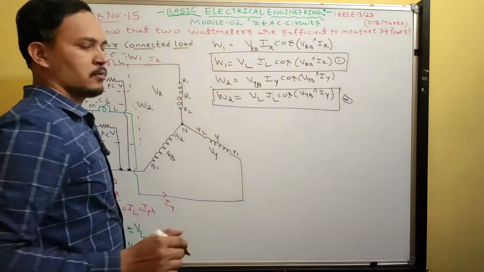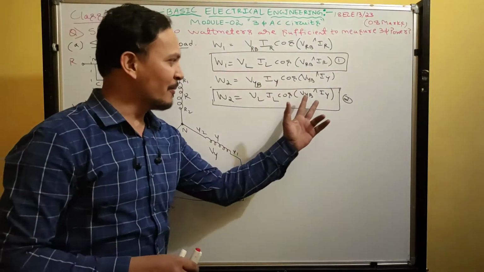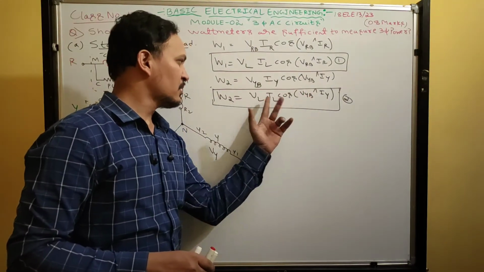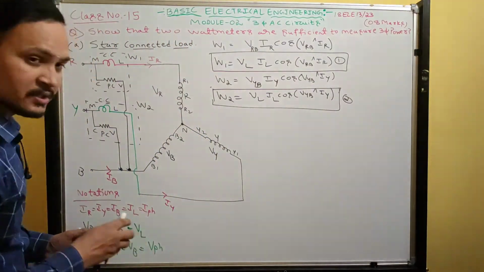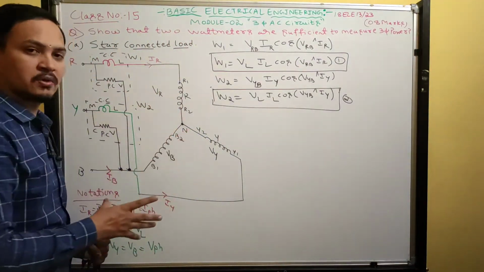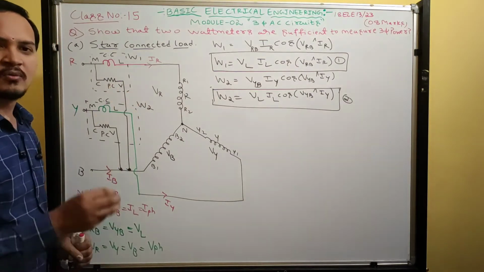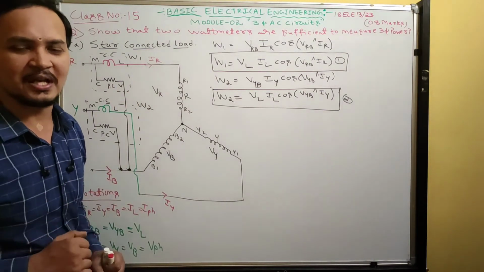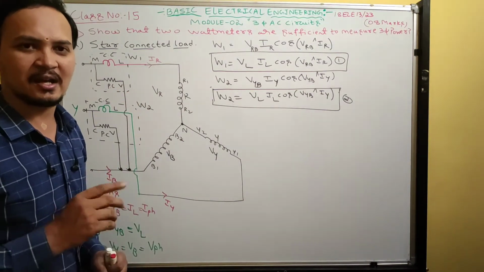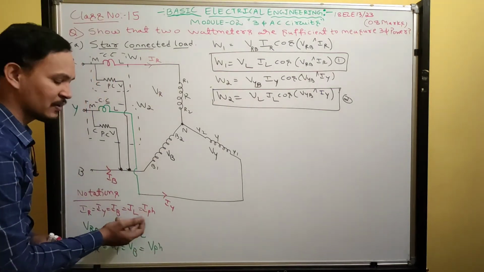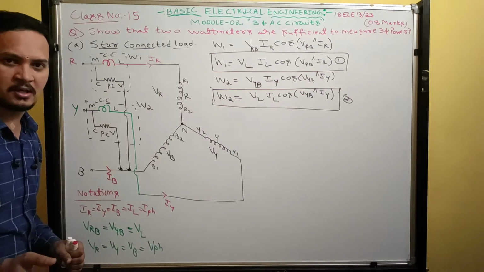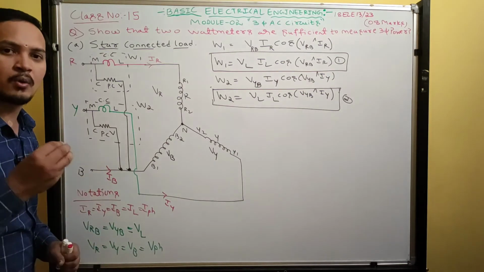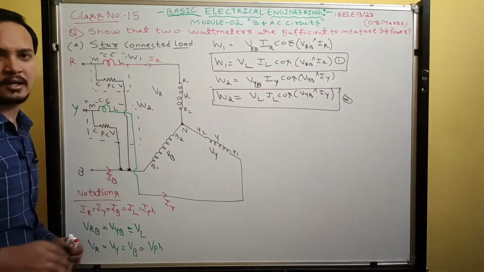Now my job is to find how much angle will be there between VYB and IY. For that we should write the phasor diagram. What reference can you take for a star connection? You must take the phase voltage as reference. Don't take phase current or line current, because for them there is no difference, both are equal. But line and phase voltages are different. So you take voltage as reference for a star connected system.